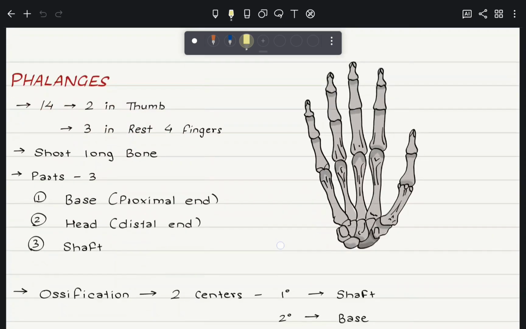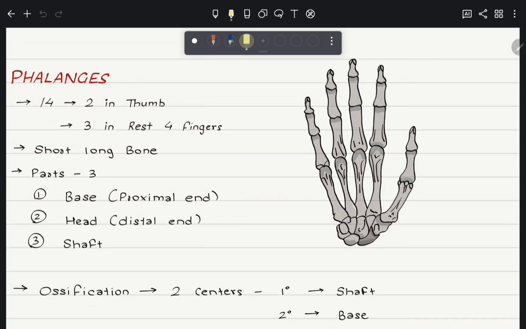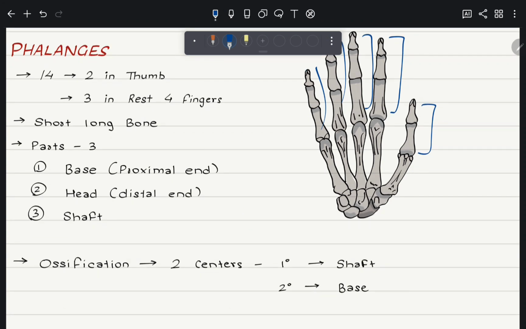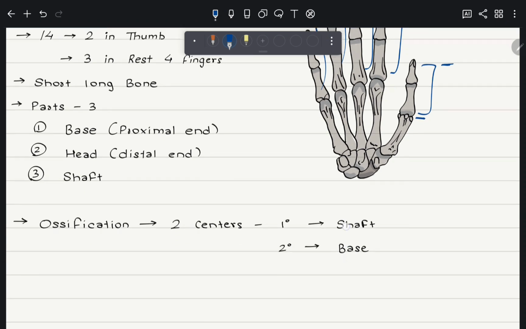Coming to our next segment, which is phalanges. Phalanges are two in the thumb, as you can see, and three in the other four fingers. It is a short long bone. It also has three parts, that is base, head, and shaft. The base you can say is the proximal end. Here we can say the distal end is the head.